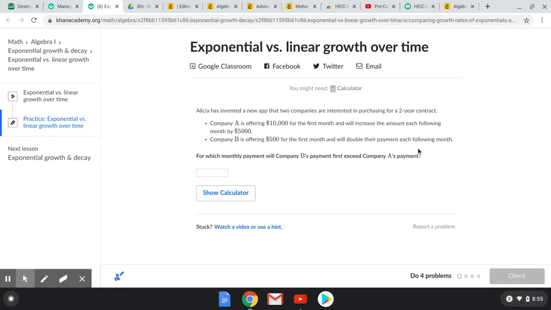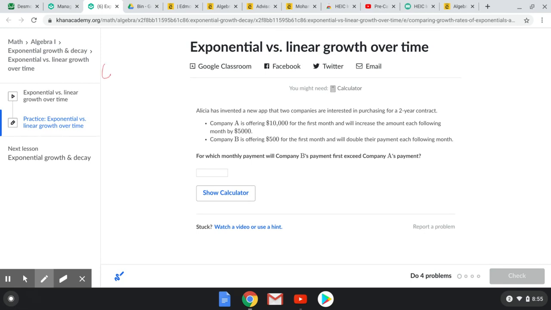So, if we remember, linear is when we are adding the same thing each time, and exponential is when we're multiplying by the same thing each time. So company A is going to add $5,000 each month. They're increasing by $5,000, right? So they're adding $5,000 each month, so that's linear. Company B is doubling each month. Remember that doubling is the same thing as multiplying by 2. So company B is multiplying by 2 each month. So that's exponential. So company A is going to be linear, company B is going to be exponential.